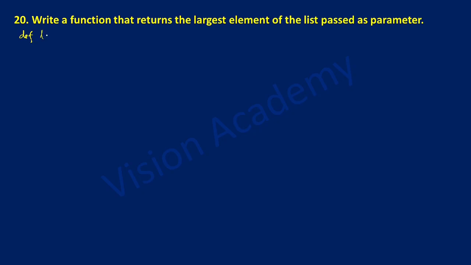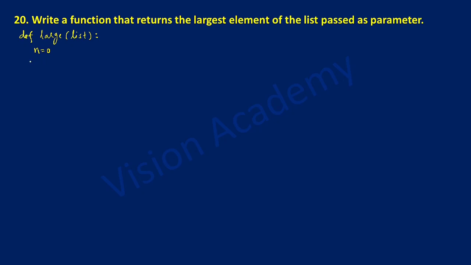And here I'm going to write large, which is the name of the function, and inside the bracket I'm going to pass list as parameter and put colon as per the syntax of the function definition. With the indentation I'm going to declare variable n and initialize it with value 0.